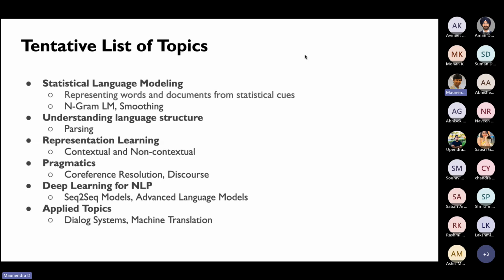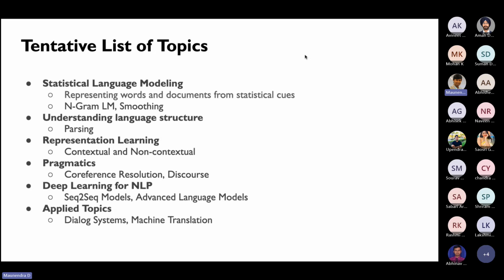Then whatever we're talking about representing words, we'll elaborate that a bit, contextual and non-contextual representations. And topic 1 and topic 3 may go on in an interlaced way. It may not be exactly sequential in that nature. Now, in NLP, we talk about 3 basic things. One is syntax, the second one is semantics, and the third one is pragmatics.